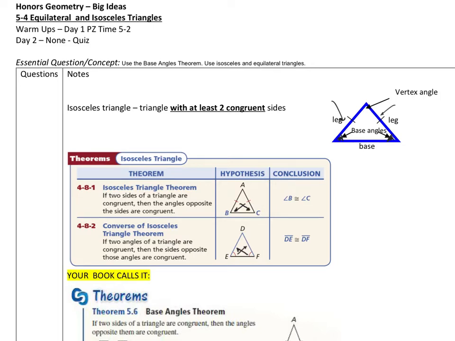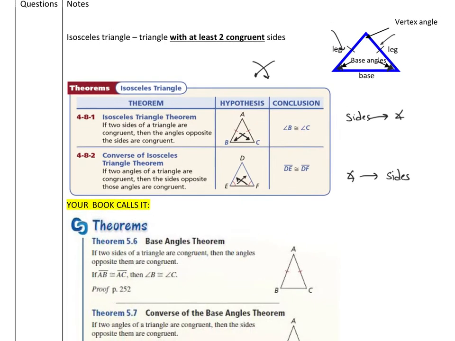So sides to angle is the isosceles triangle theorem. Angle to sides is the converse. Okay, so just think about it as you're kind of doing a dance. Point your hands down. That's isosceles triangle. Point your hands up in the air. That's the converse. So when your hands are up in the air, it's the converse. Okay. There's my little dance move for you. Maybe we'll do that in class.